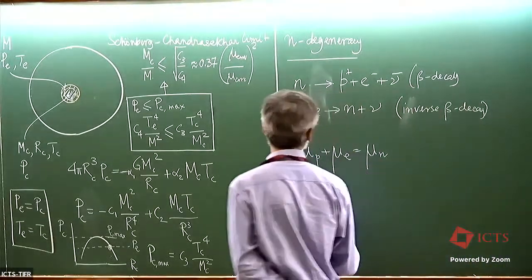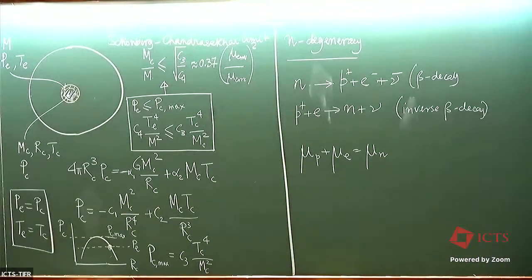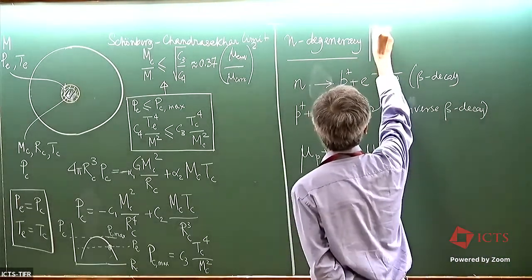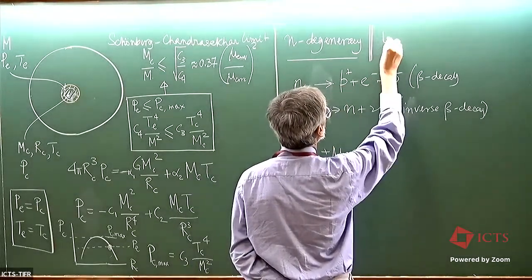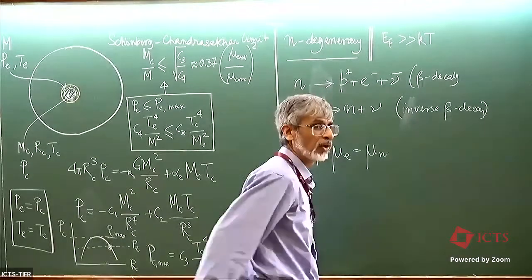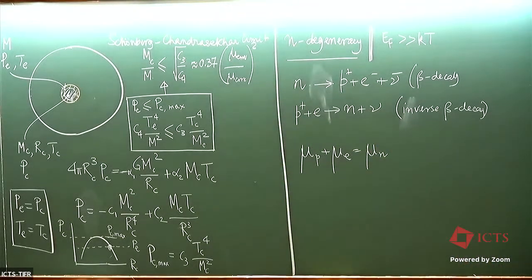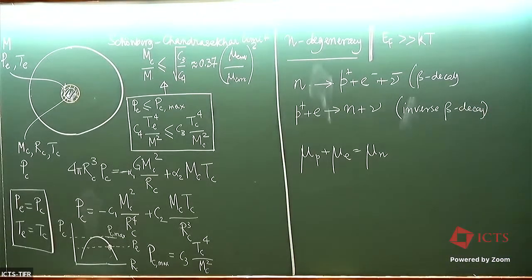So how am I going to write mu p? First of all, let us consider stars where I'm not going to worry about thermal energies at all. So how will I write these three terms in this expression?